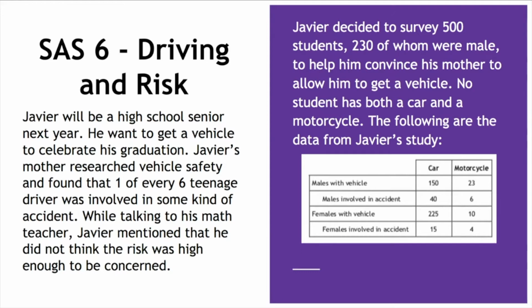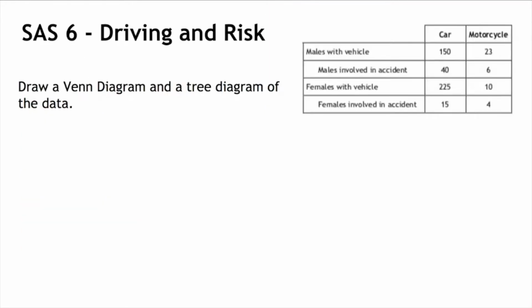No student has both a car and a motorcycle, and these are the results of the study and the data that Javier had actually collected. So we have 4 rows: males with vehicles and males involved in accidents, females with vehicles and females involved in accidents. Now remember, he surveyed 500. I'm pretty sure that these totals do not add up to 500, and we'll look into that here in a minute. So let's draw a Venn diagram and a chi diagram of each of the data.